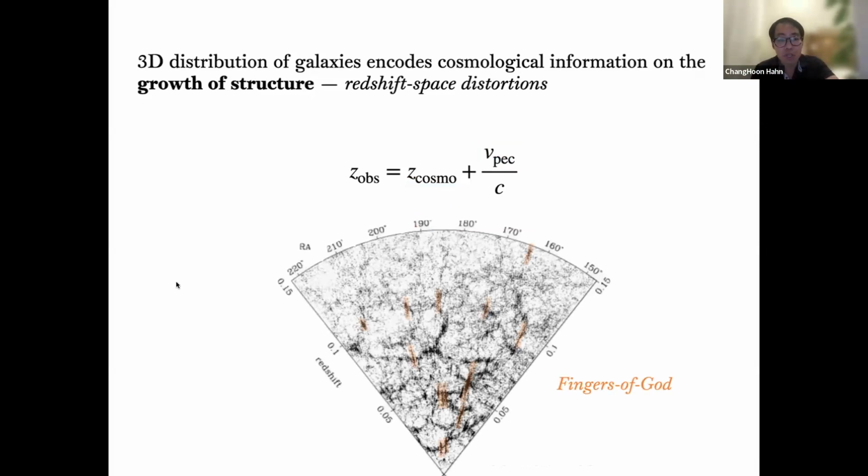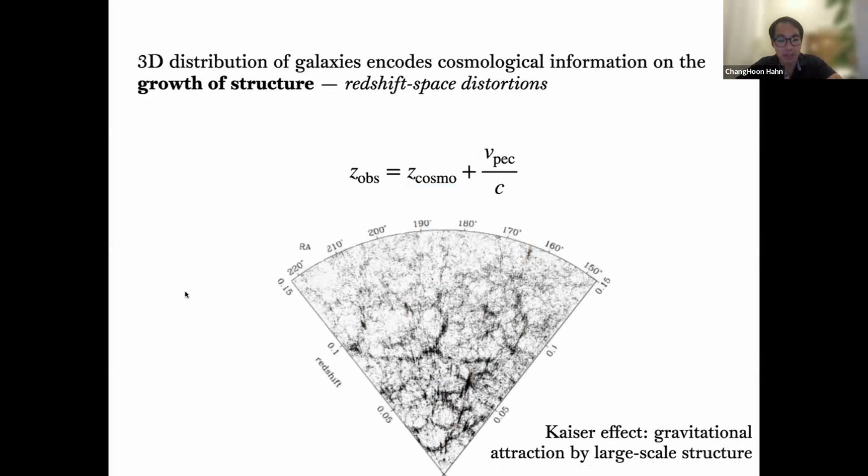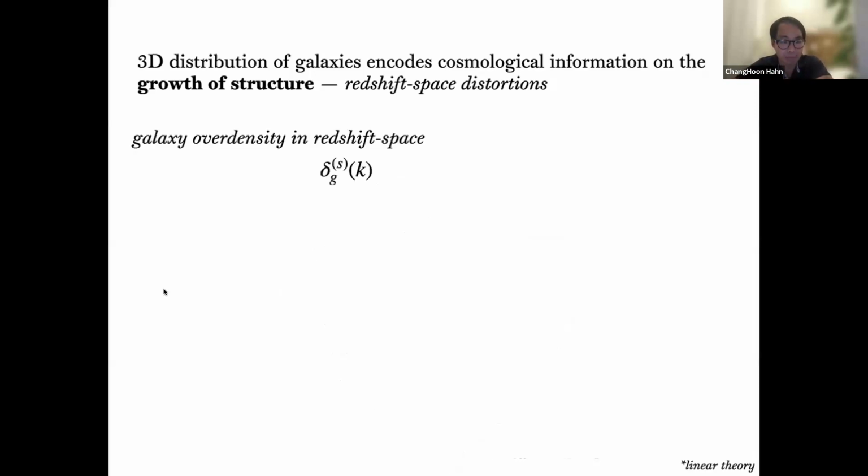And there's also the more subtle effect, which you might notice if you look at the more overdense regions here. You'll notice this squashing along the line of sight. And this is the Kaiser effect caused by the coherent motions of galaxies towards large-scale structure. So as you can imagine, this effect encodes information about the growth of structure.